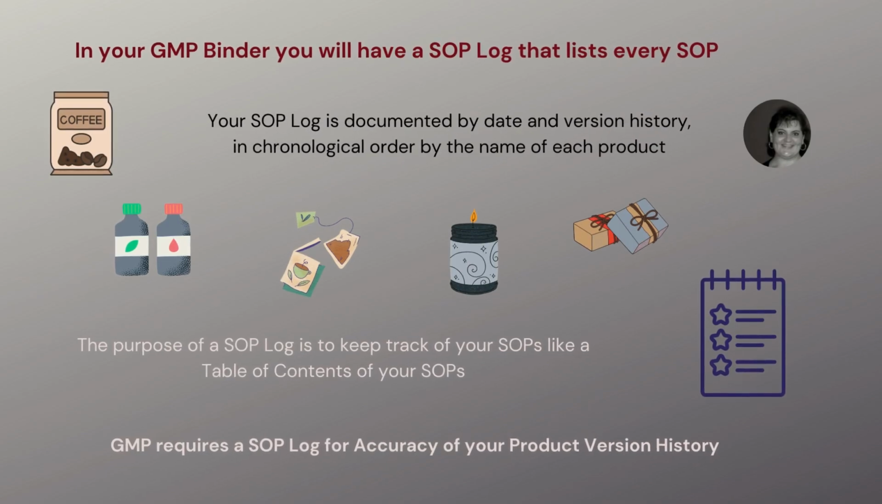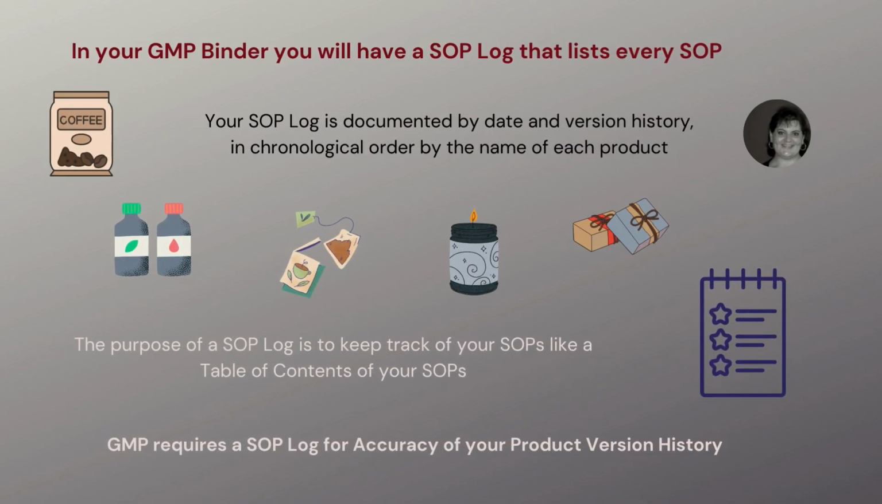Now, in your GMP binder, you will have an SOP log that lists every SOP for every product. Your SOP log is documented by date and in version history, in chronological order by the name of each product. Now, you must keep your SOP section very organized. The purpose of an SOP log is to keep track of your SOPs like a table of contents of all of your SOPs. So look at the example chart I provided.